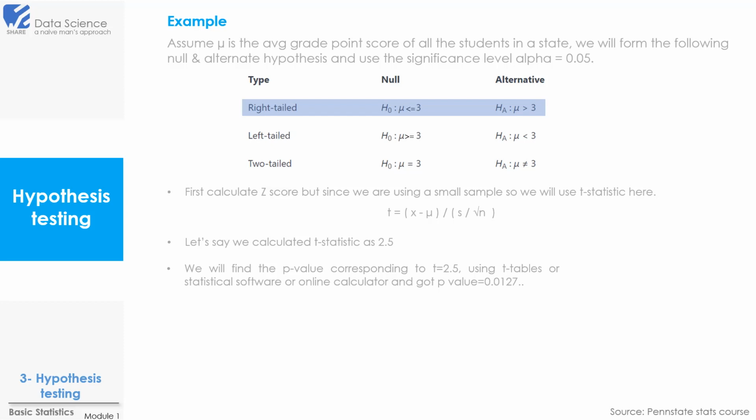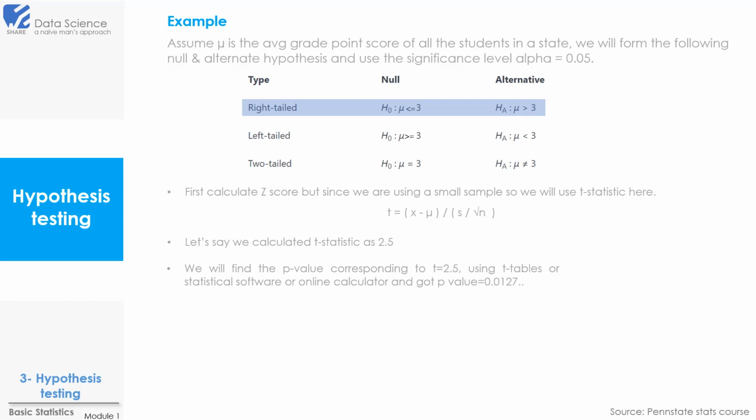Now let's say we got P value is equal to 0.0127 by using an online calculator. So in an online calculator, we have to give T is equal to 2.5 and degree of freedom is equal to n minus 1, which is 15 minus 1 is equal to 14. We'll input these values and we'll get P value is equal to 0.0127.